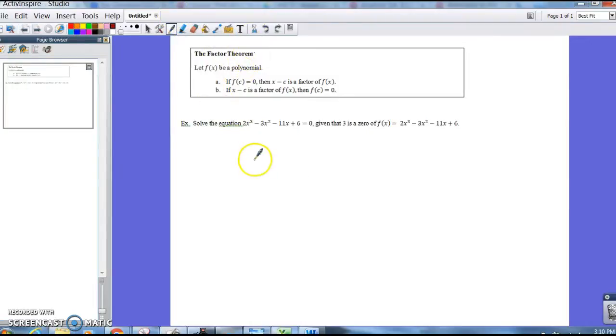The factor theorem says this: if you have a polynomial and you have some f of c that equals 0, that means x minus c is a factor. And vice versa, if you know something's a factor, then you know that f of c is equal to 0.